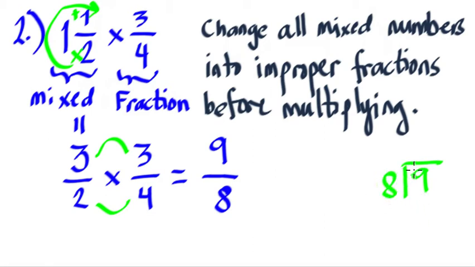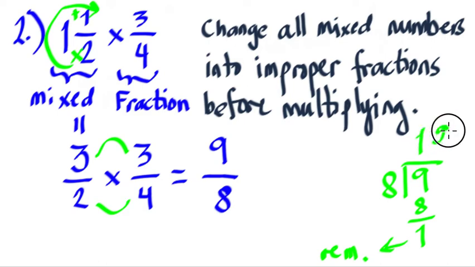If we divide 9 by 8, we have 1 as our quotient, and we deduct 8 from 9, and then we have 1. We cannot divide 1 by 8, so this is already the answer. This is your remainder, let's say REM. This is the quotient, QUO, and this is your divisor, your denominator.